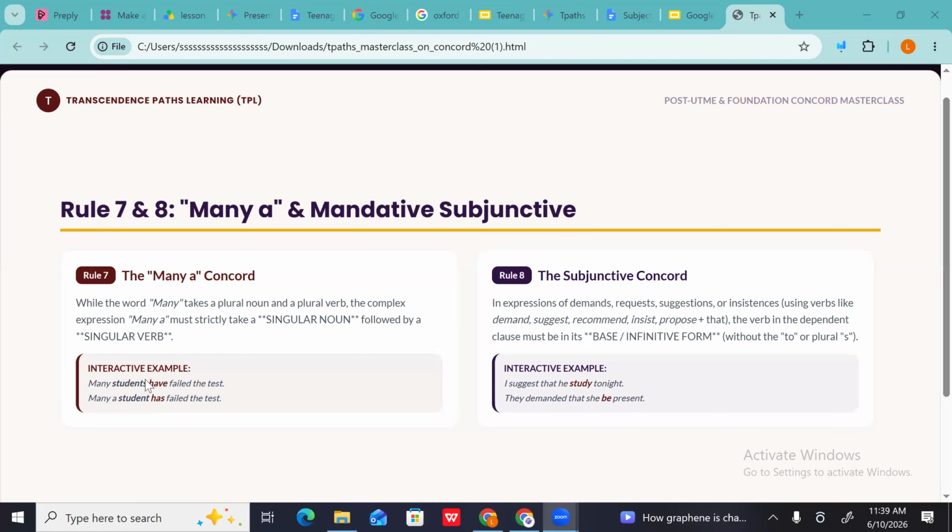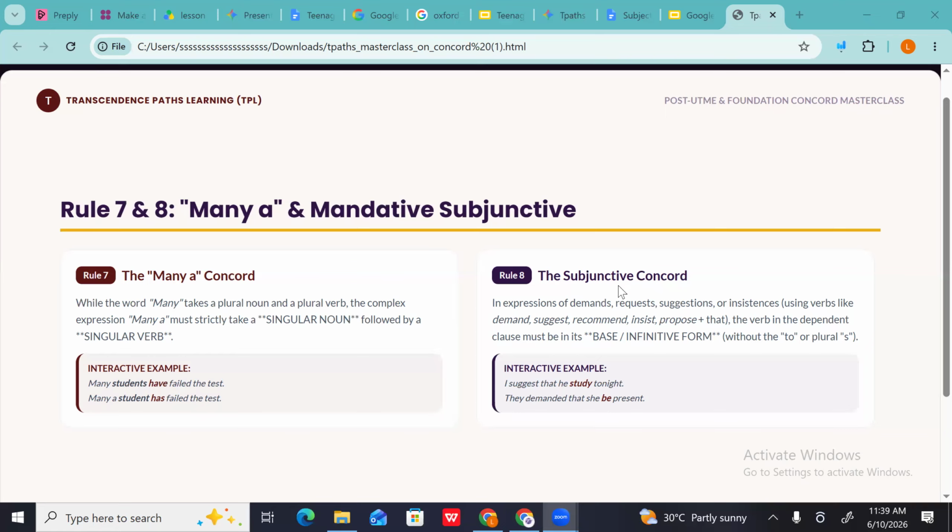Because of these, students is plural. Many students have. But here we have many a. I said if many a comes before the subject here, the subject should be treated as what? A singular verb. Many a, when it takes a singular noun, yeah, singular. So many a student has failed the test.